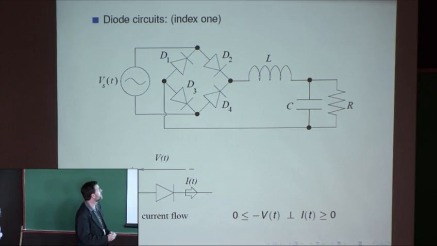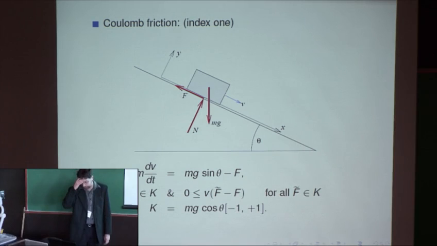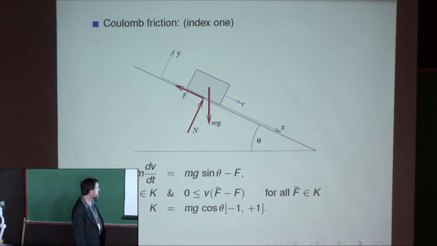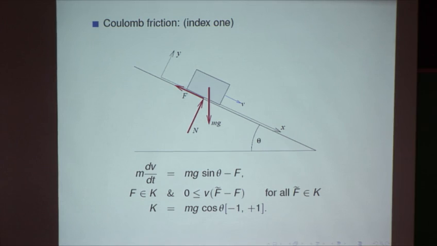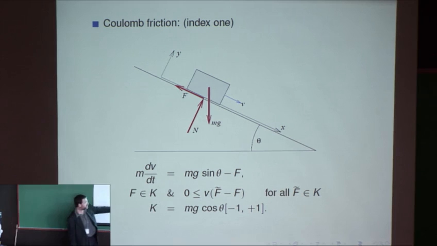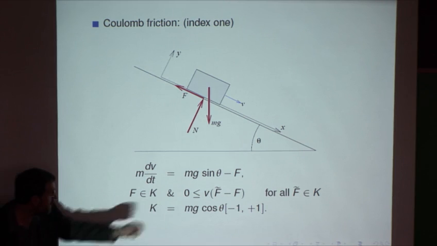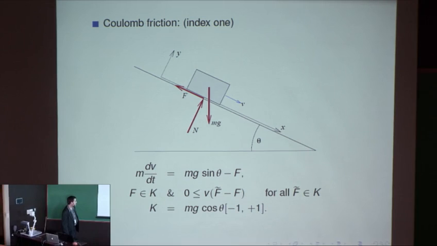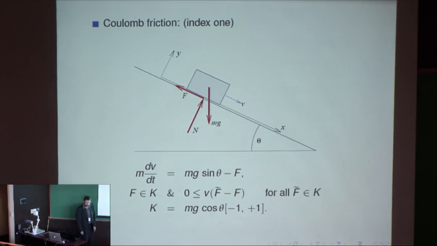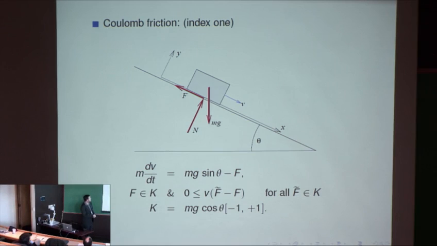Okay, there's index 1. Coulomb friction. So we also have to deal with friction, with mechanical contact. So we write this in terms of the velocity, and here v is the velocity down the ramp. Mass times acceleration is the downward component of the gravitational force minus the friction force. And in this case, we have a variational inequality here between the friction force and the velocity. Okay, and the set K depends on the normal contact force, mg cos theta. The real complexity with Coulomb friction is the interaction between normal contact force and the friction force. Here, at least, we can work out what the normal contact force is independently, and that gives us a differential variational inequality of index 1.